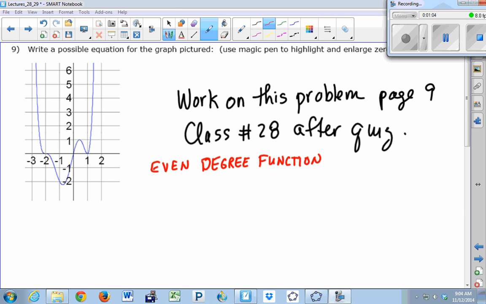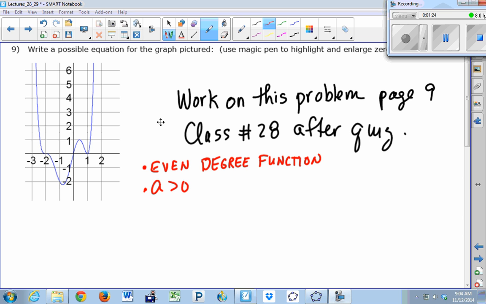An even degree function. And what do we know about the leading coefficient that's going to be multiplying either all of the factors or the very first term if we have it in polynomial form? It's positive because your arms are up. So we know our leading coefficient is positive.